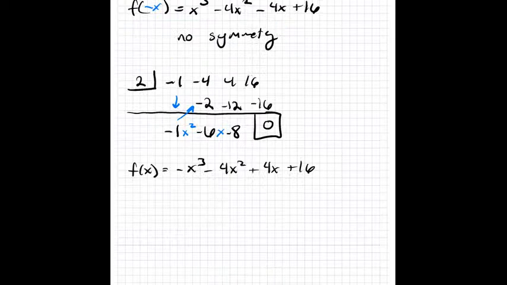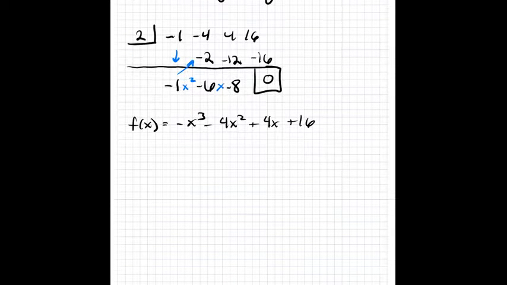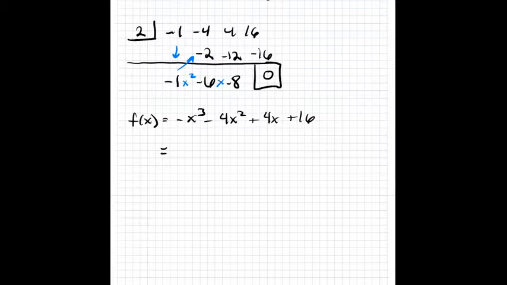So now f of x can be expressed as x minus 2, because 2 is a 0 we just found. And then what's left over is going to be, it looks like, negative x squared minus 6x minus 8, right? So we should be able to just factor it from here.